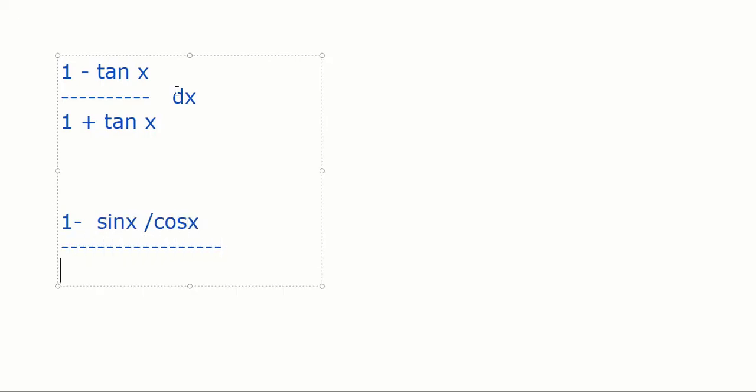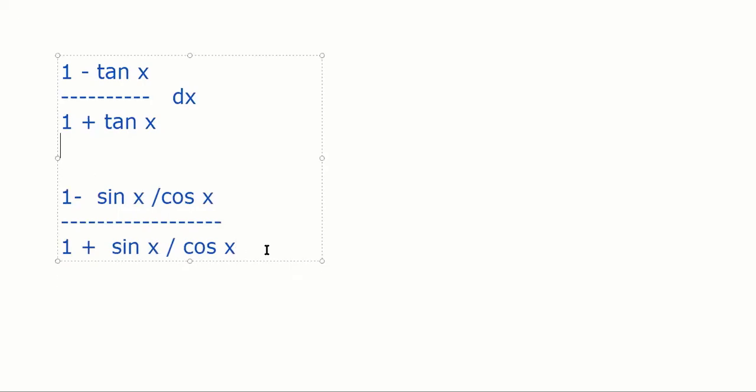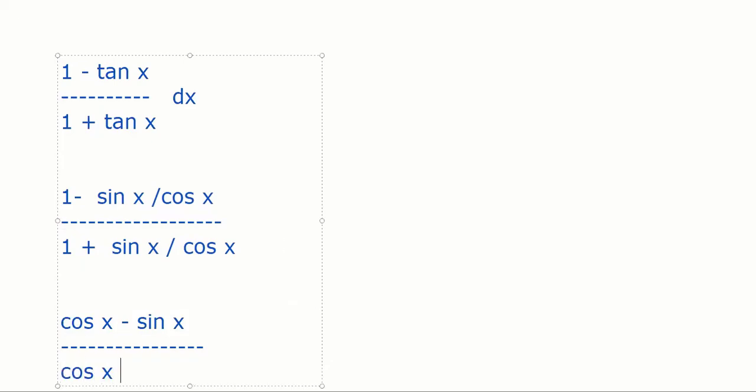by 1 plus sin x by cos x. Why did we do this? You will know in a moment. Now this cos x is coming unnecessarily. Can you multiply numerator and denominator both with cos x, guys? I multiply the whole numerator and denominator with cos x because I don't want fractions. So here it becomes cos x minus sin x, and here cos x plus sin x.